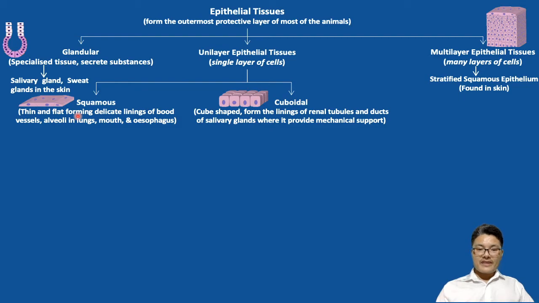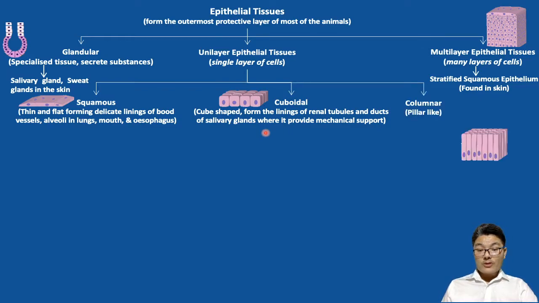Regarding cuboidal epithelial tissue, they are also unilayered epithelial tissues. They are cuboidal mainly because they have a cube shape, and these form the linings of different tubular structures in our body. For example, we have renal tubules, which are tubular structures in the kidney. These also form the ducts of salivary glands. Hence, we can say that cuboidal epithelial tissues are cube-shaped. They form the lining of different tubular structures like renal tubules or kidney tubules and ducts of salivary glands. Cuboidal epithelial tissue helps in providing mechanical support for renal tubules, ducts of salivary glands, etc.